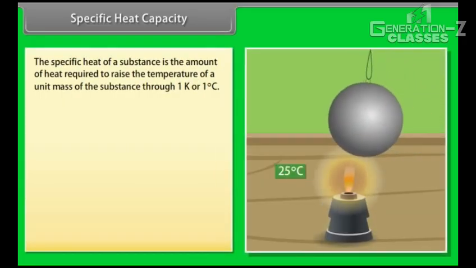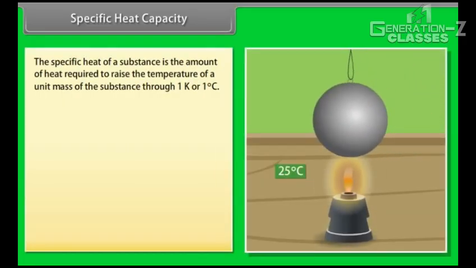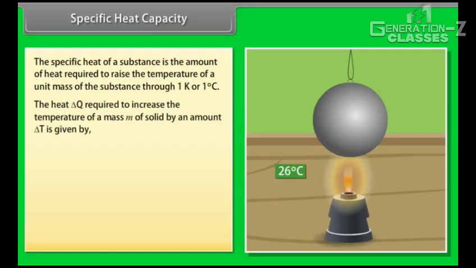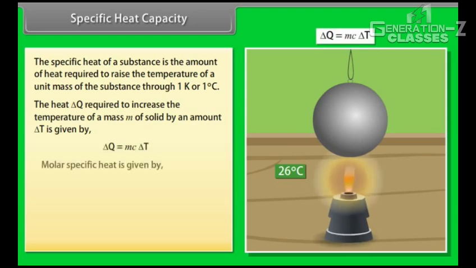Specific heat capacity. The specific heat of a substance is the amount of heat required to raise the temperature of a unit mass of the substance through 1 Kelvin or 1 degree Celsius. The heat delta Q required to increase the temperature of mass m of solid by an amount delta T is given by delta Q is equal to mc delta T. Molar specific heat is given by C is equal to 1 by n into dQ by dT.